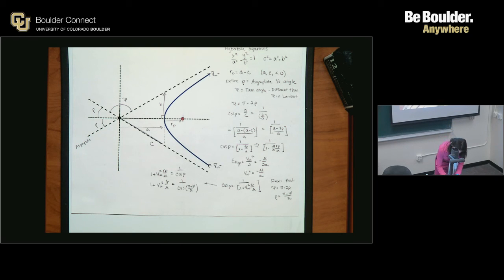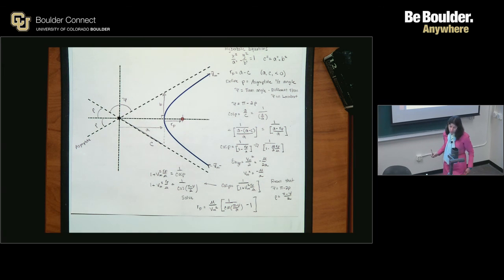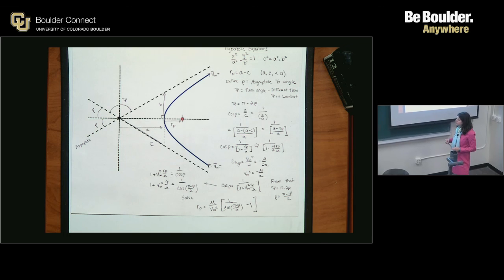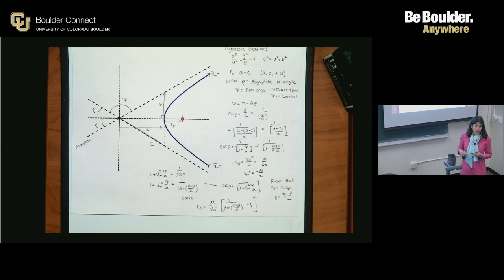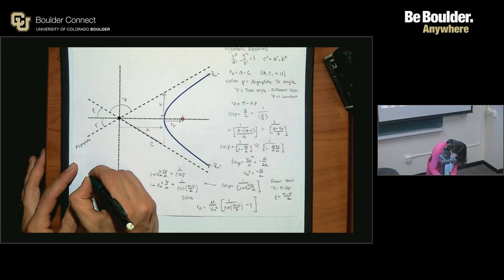We can solve this for r sub p, because that's essentially what we're looking for. So we'll have r sub p is mu over v infinity squared times 1 over cosine of pi minus psi over 2, minus 1. All right. So we've got this nice equation for r sub p. We know v infinity squared. What we need to find is psi. We don't know what psi is. But hopefully we can show this real quickly.